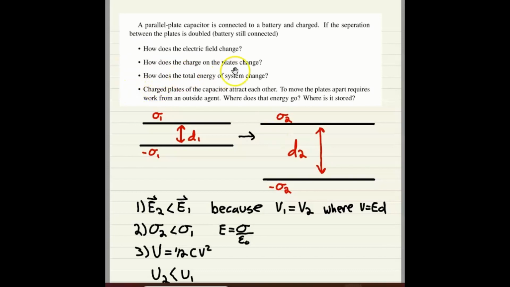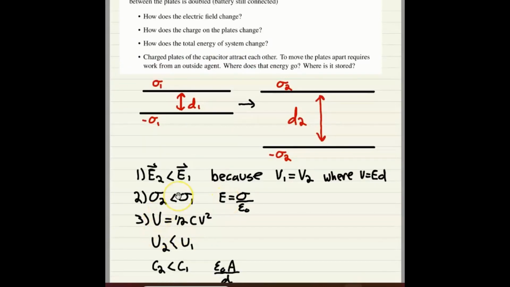Question 2, how does the charge on each plate change? Well, the electric field is proportional to the charge. Electric field equals sigma over epsilon naught. That's inside the capacitor. And therefore, if the electric field is smaller in case 2 than in case 1, then sigma 2 is going to be smaller than sigma 1, and therefore Q2 is going to be smaller than Q1. So how does the charge on each plate change? The charge on each plate decreases.